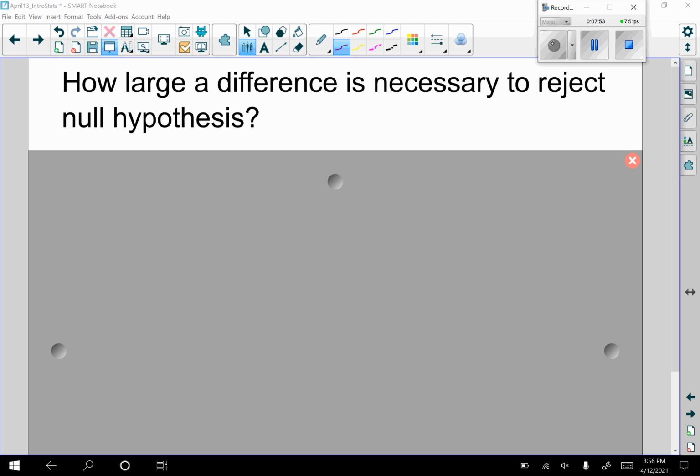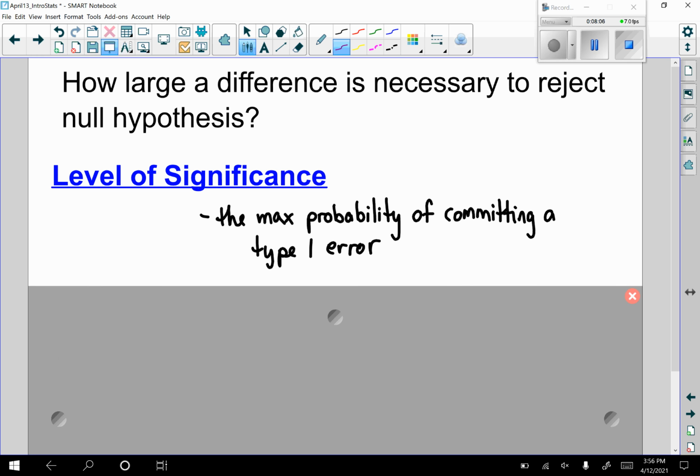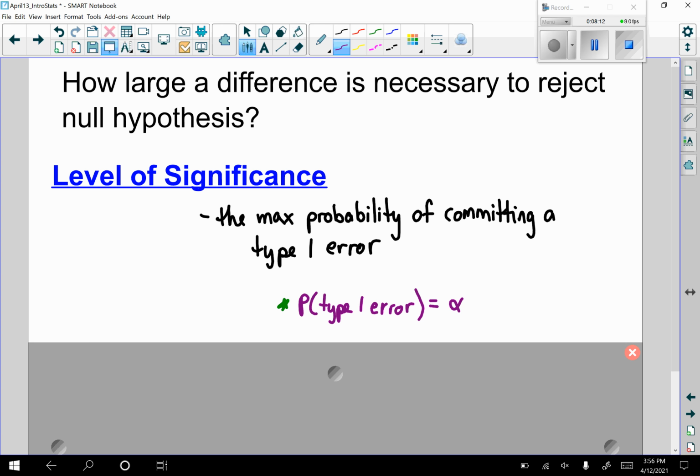So again, the question is how large a difference is necessary to reject the null hypothesis? And this is all going to make so much more sense when we actually get into section A2 and we go through an actual test. But we want to pick a level of significance. This is the max probability of committing a type 1 error. And check out the symbol here. The probability of committing a type 1 error, we call that alpha.